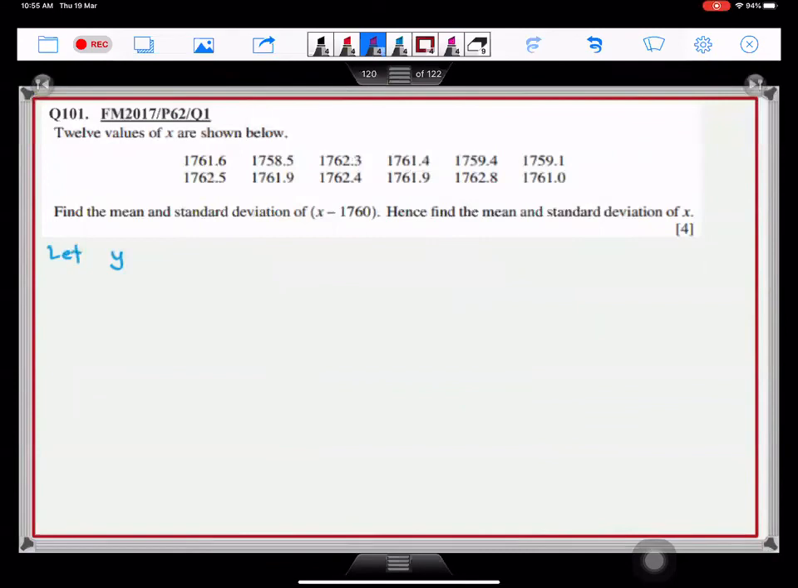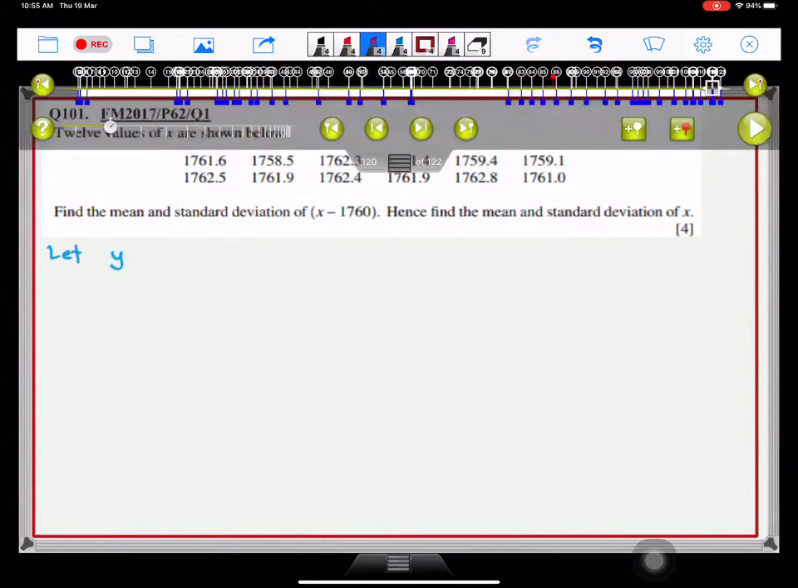12 values of x are shown in the table. Find the mean and standard deviation of x minus 1760. Hence, the mean and standard deviation of x. Now, this is the first time that the examiner is asking us to do the coding. Instead of the summarized data, what you have to do is that from each value, subtract 1760. When you subtract 1760, the numbers become very, very small.